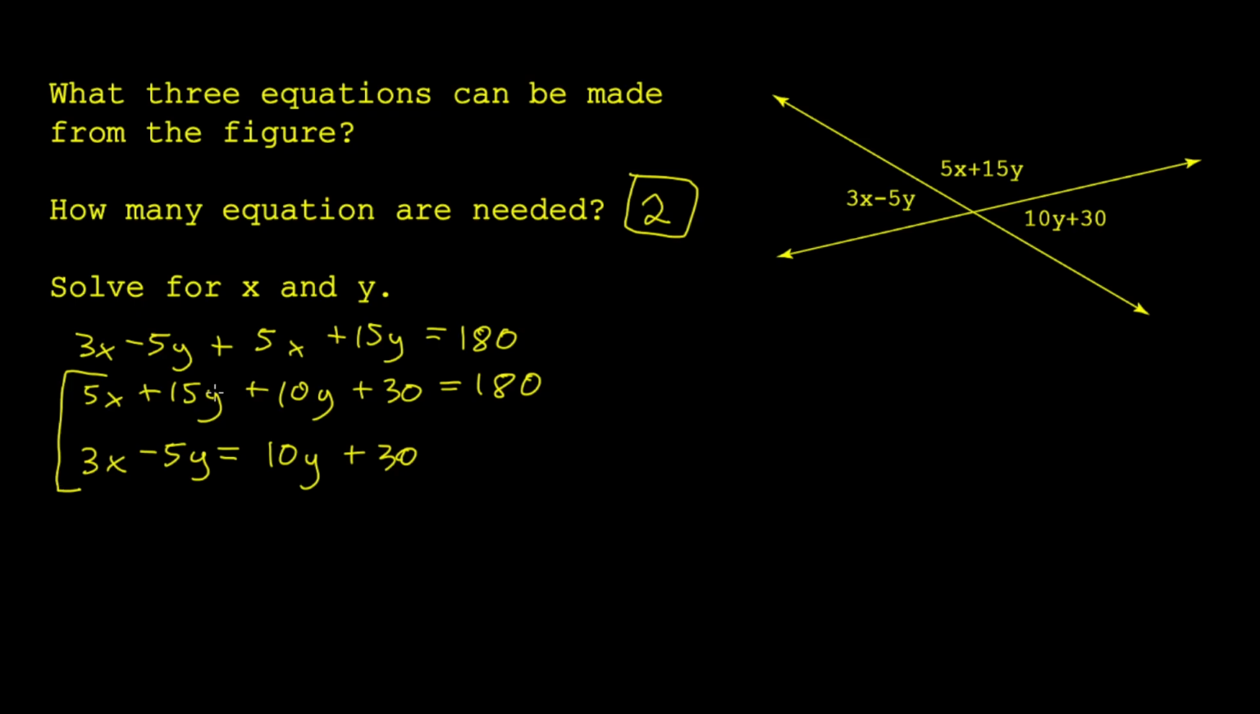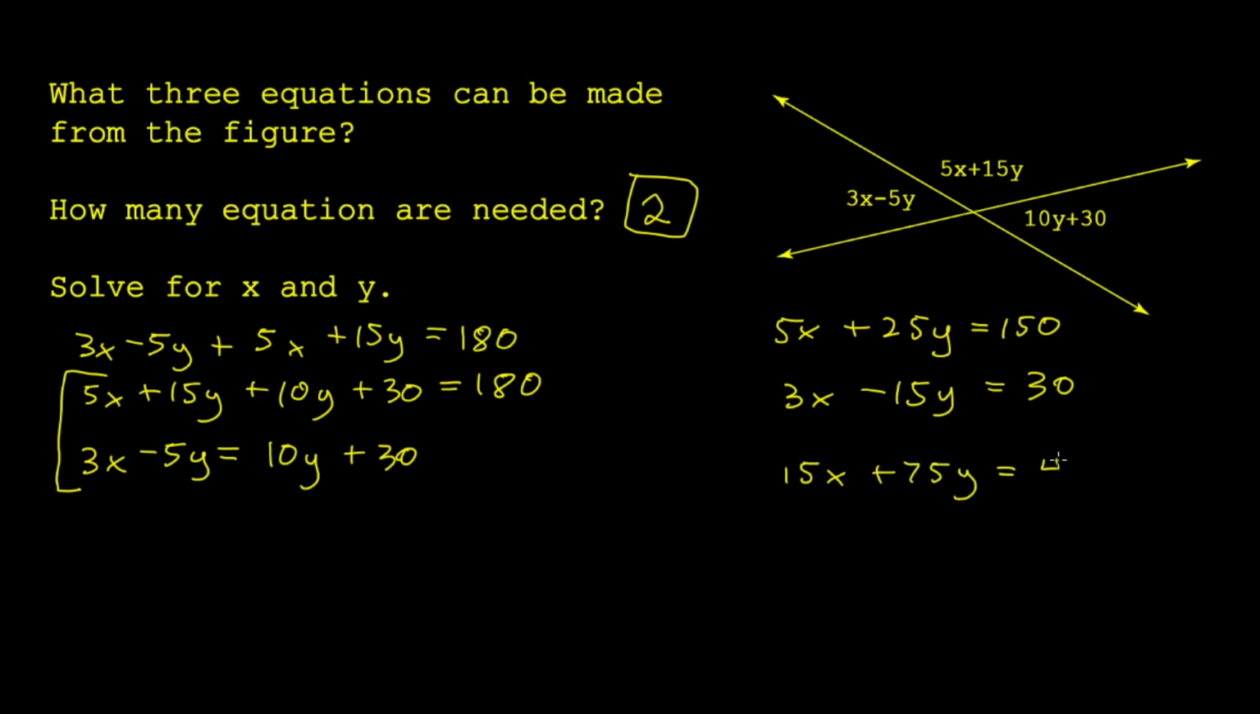Now that we've got that, we're going to put them in standard form over here and do elimination. So we have 5x plus 25y, 15 plus 10, equals, move the 30 over, so that's 150. Then we have this equation down here, 3x minus 15y, because we brought the 10y over, equals 30. Now you can see there's no easy elimination here, so we have to do some multiplication. We're going to multiply the top by 3, so that's going to be 15x plus 75y equals 450.